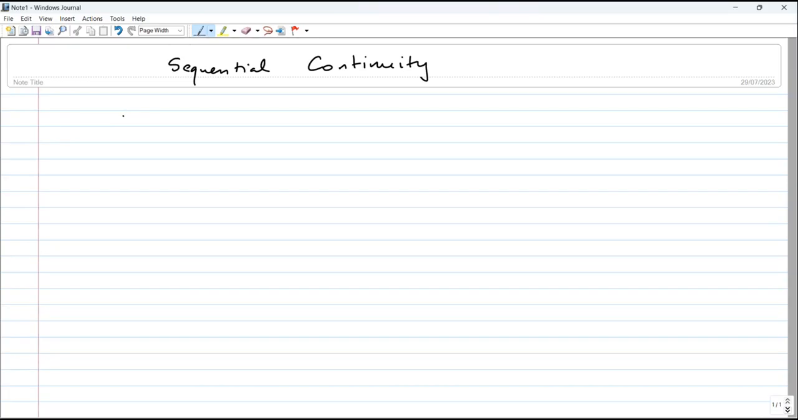Hello and welcome back. Today we will look at sequential continuity. Remember, here's the setting. We have a function that goes from a metric space M, which has its own distance function, to another metric space N. And then let P be a point in M.